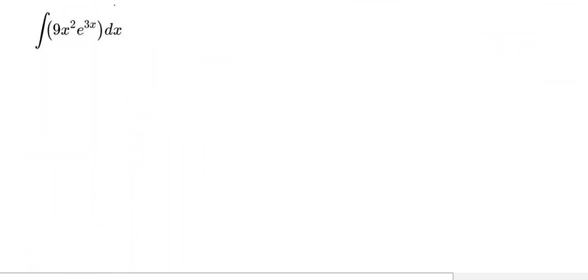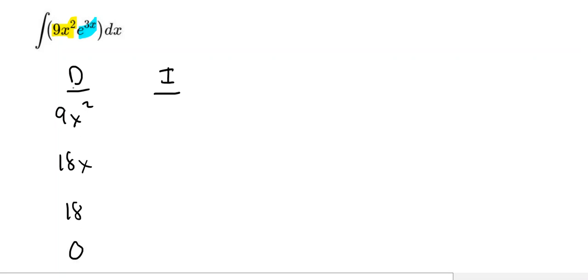So once again, we have an algebraic part, 9x squared, and we have an exponential part. So I'm going to have a D column and an I column for derivative and integral. And underneath the D column, I will put my algebraic part and take derivatives of that. The derivative of 9x squared is 18x. The derivative of 18x is 18. The derivative of 18 is 0.